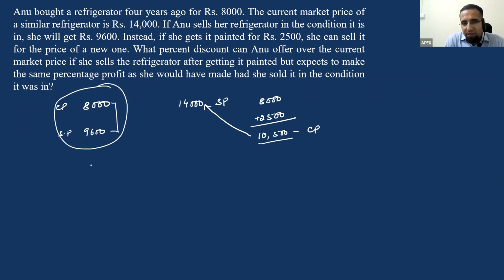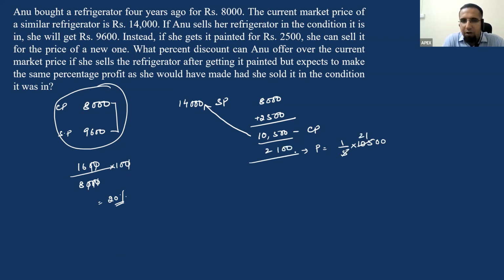So she's making a profit of 1,600 on a cost price of 8,000 multiplied by 100. Clear? Which is going to be how much, guys? She's making a 20% profit. Which means to make the same 20% profit, right? So I repeat, profit here would be 20%. That is 1 by 5 of 10,500. This is 5 ones are 5, 20 ones are 2,100. That means she wants to make a profit of 2,100, which means the selling price that she intends to have is 12,600.